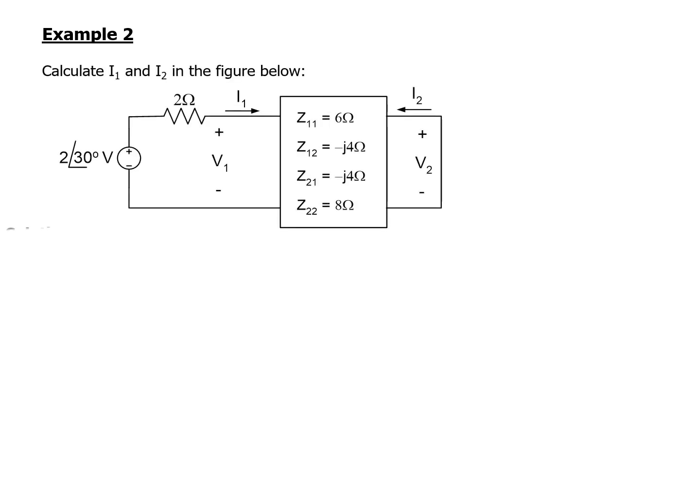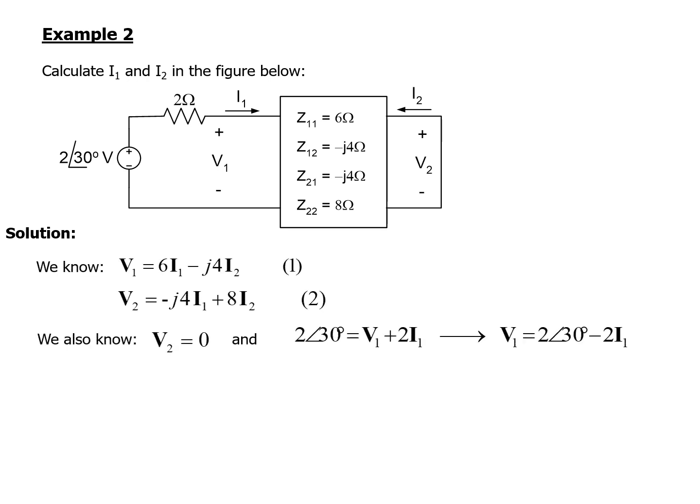Alright, let's go through another example. Example number 2. Calculate I1 and I2 in the figure below. You can see that the impedance parameters are all given: Z11, Z12, Z21, and Z22. And we have a voltage source which is also given, and that includes 2 ohm resistors. At the output port, V2 is short circuited and I2 is coming into the two-port network.